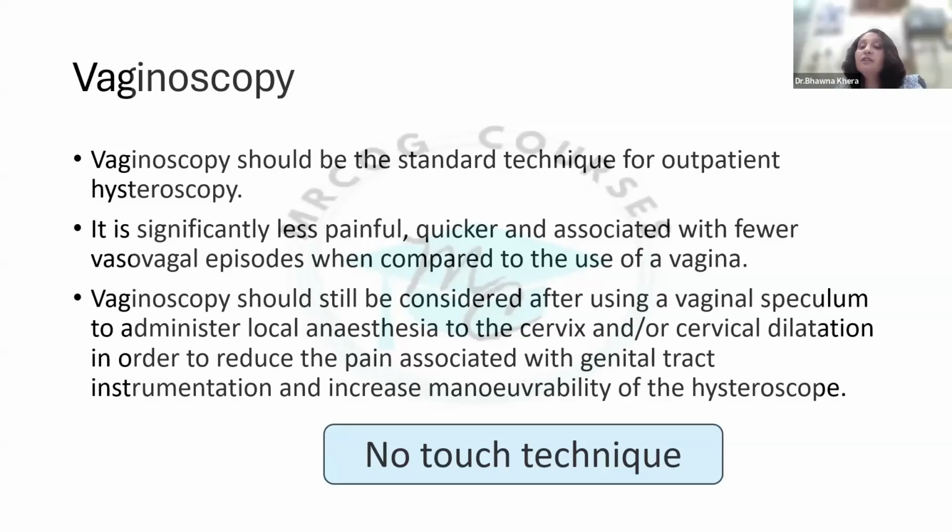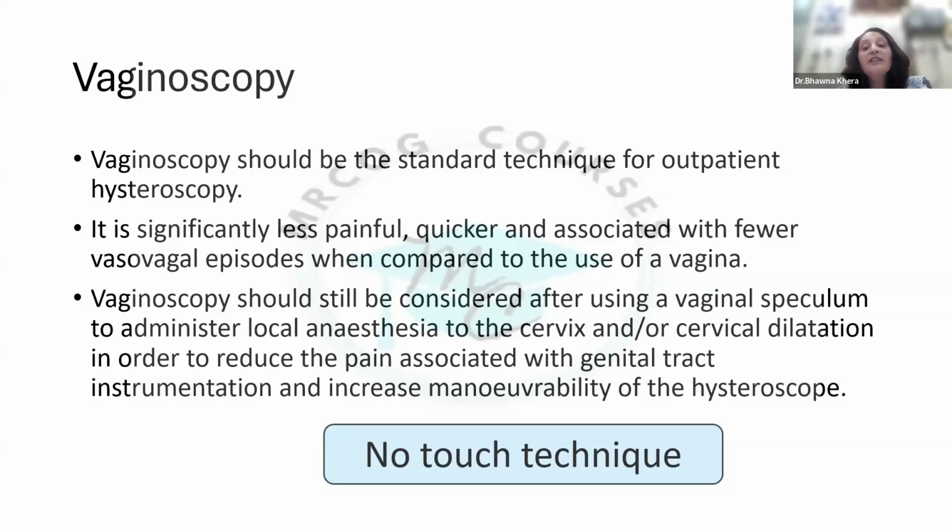of a vaginal speculum. Vaginoscopy should still be considered after using a vaginal speculum to administer the local anesthesia to the cervix or for cervical dilatation. If we think that we can encounter cervical stenosis, and you want to instill local anesthesia into the cervix, or you want to put some instruments in for cervical dilatation, in that case also, even if you are using the speculum, vaginoscopy is recommended. Of course, in that case, it won't be no touch because you have already put up a speculum and a vulsellum, but at least you can go through this.